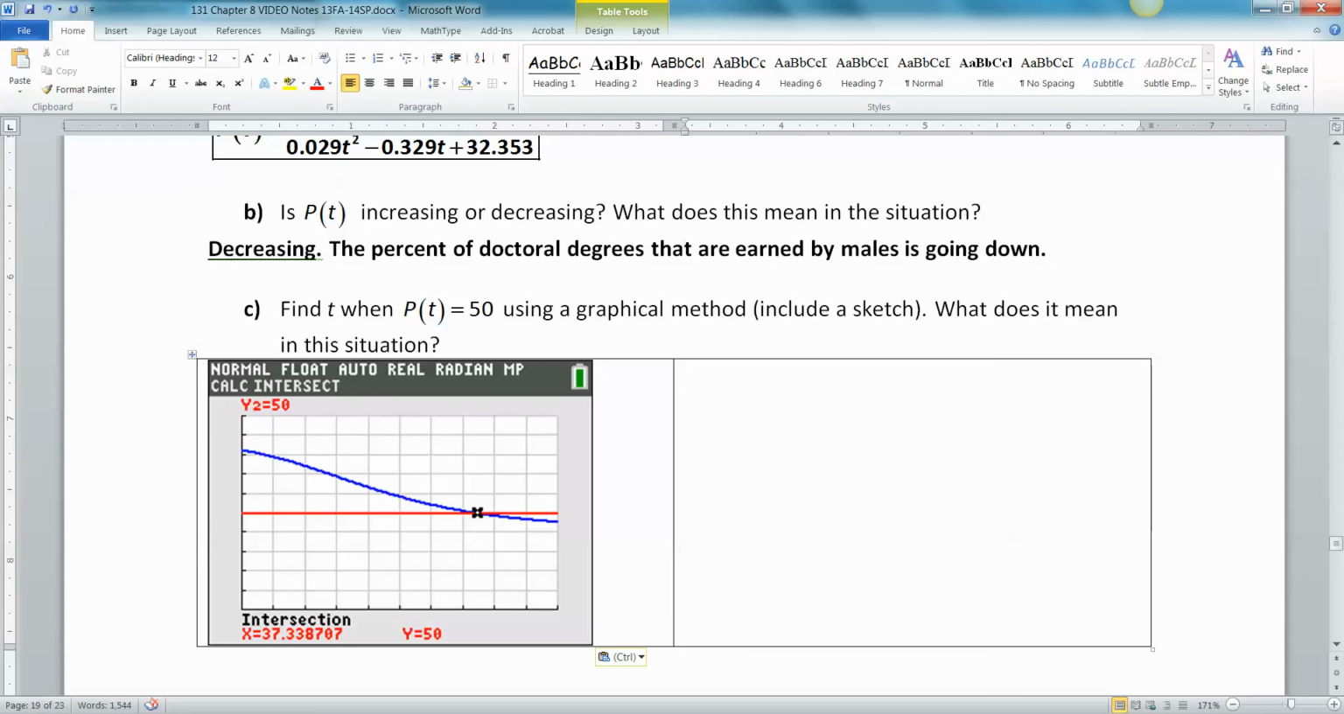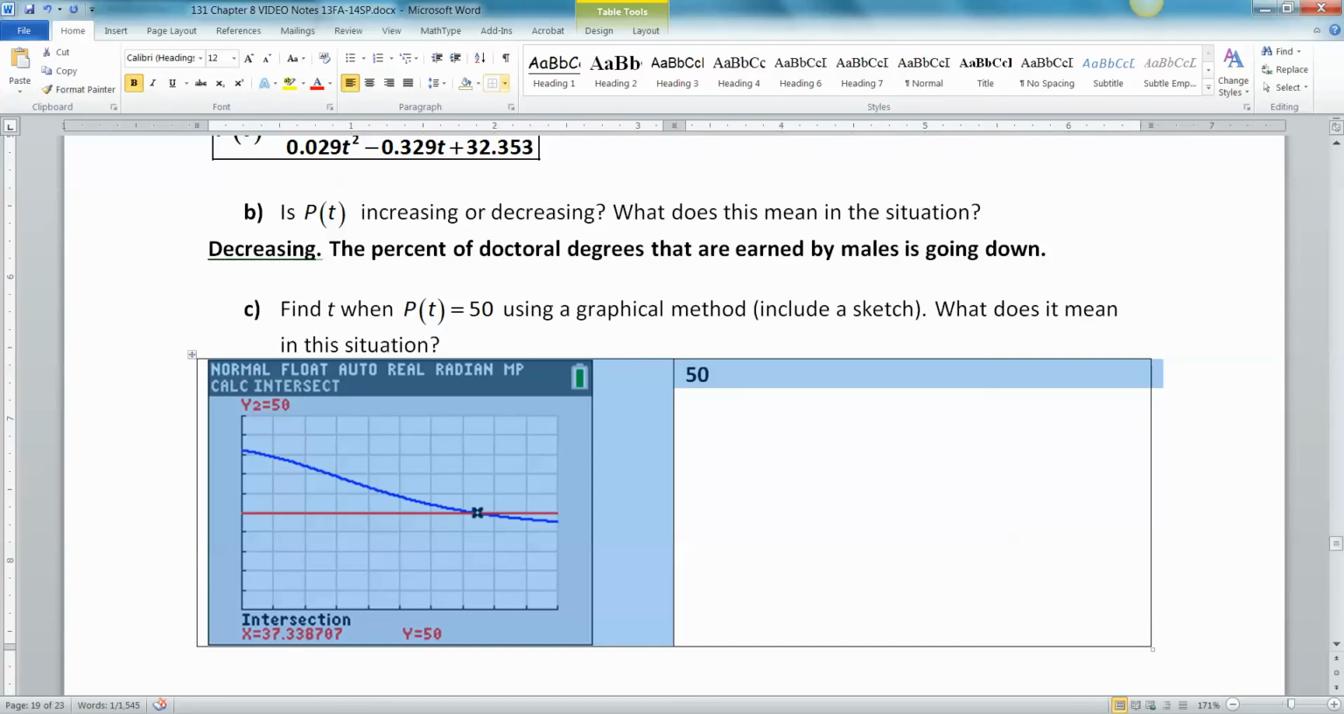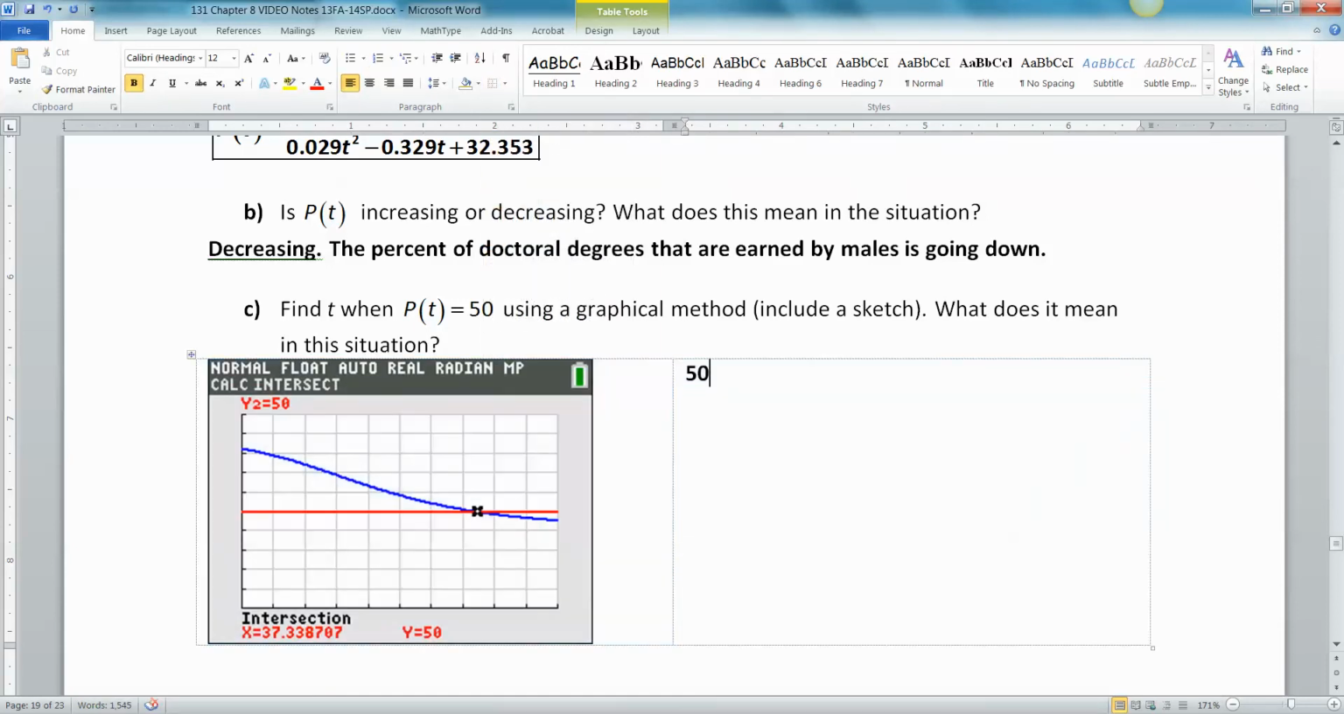All right, now what does it mean? So we just found that it's 37.33. So 50%, because 50 is Y. Y was your percent model, right? So 50% of doctoral degrees granted in the U.S. were to male students, right, to males in what year is that? 1970 is your base year. So add 37 to that and you have 2007. There you go.